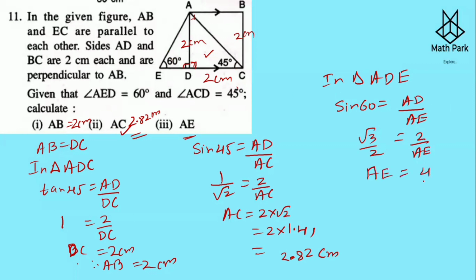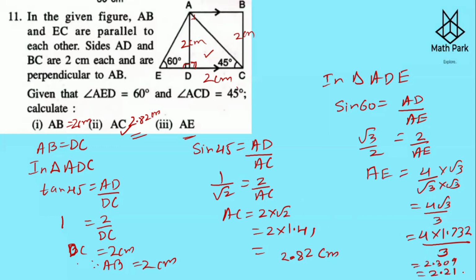So 4 upon root 3, rationalize it, multiplying by root 3, dividing by root 3, you get 4 root 3 upon 3. Put the value of root 3 as 1.732. 4 multiplied by 1.732 and then dividing by 3. So you get 2.309, which we round up to 2 decimal figures. This is 2.31 centimeter, which is your AE. Got it? Moving to question number 12.